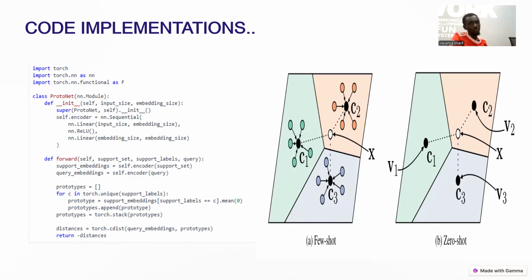Now, in our implementation, the main components here are the encoder, and the prototypes plus the distances. Here in our initialization, we initialize the input size and the embedding size. So the operational flow is that in our forward function, we encode support and query samples. That is, we have the support labels here and the query.